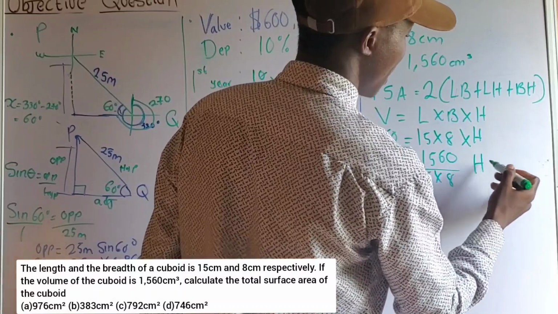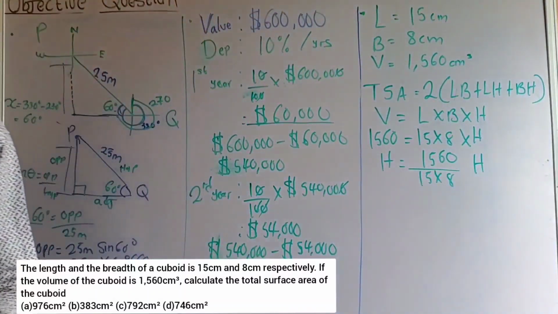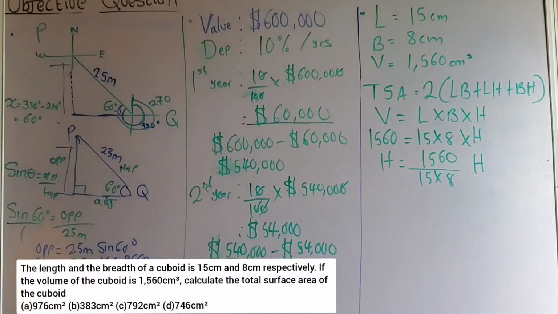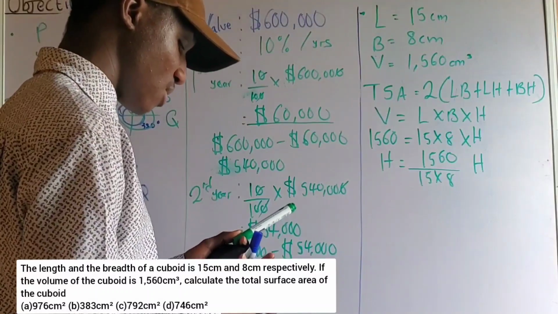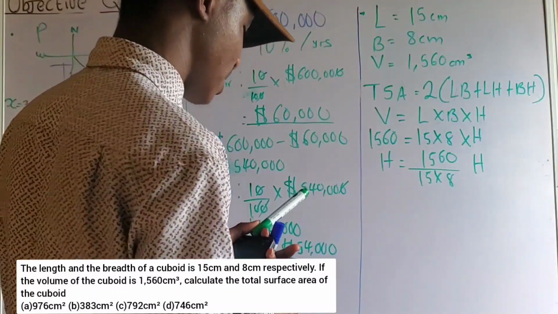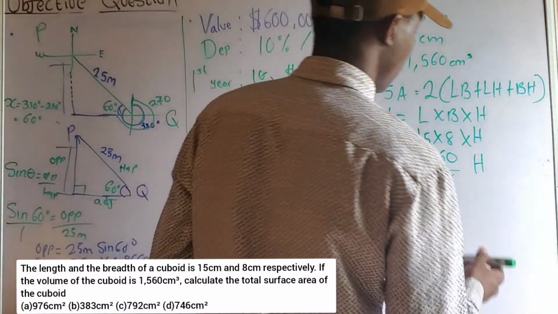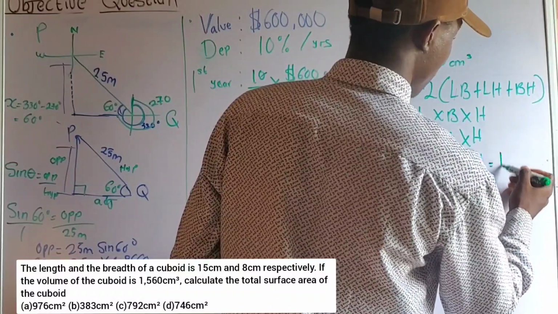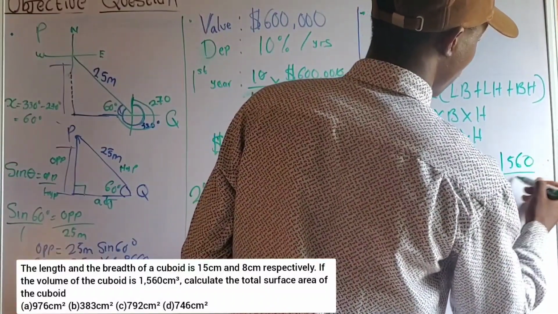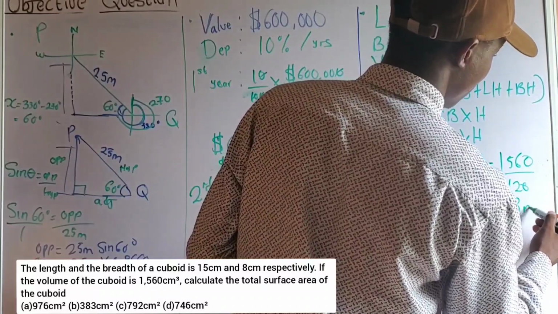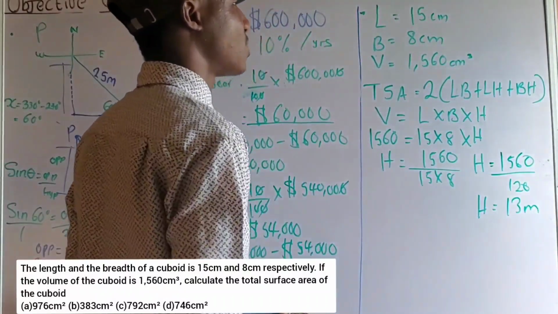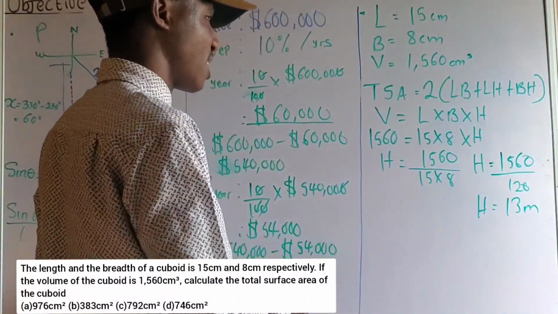Okay, so the height will be equal to, now 15 multiplied by 8, take the product, that is 120. Okay, 1560 divided by 120, that is 13. So I'm going to have 1560 over 120. The height is equal to 13 centimeter. Okay, now having gotten the height, we can proceed to calculate the total surface area.